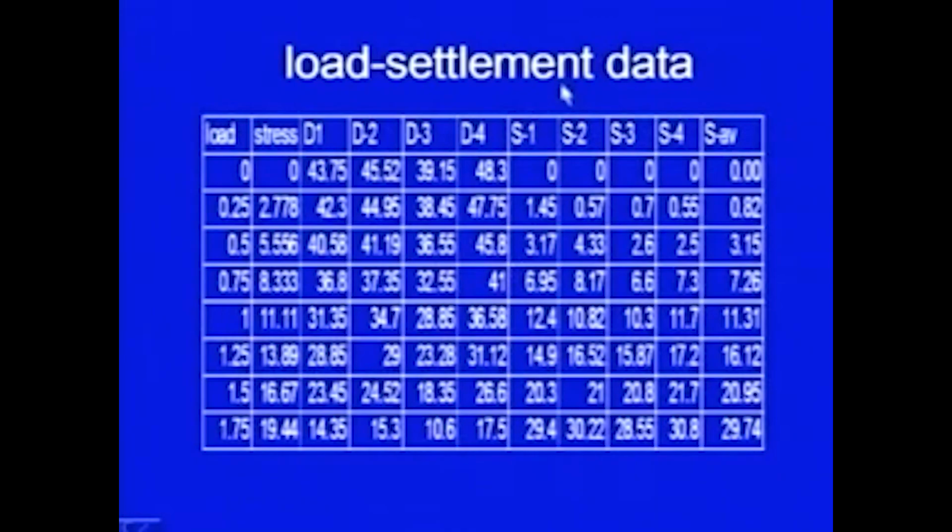Here is an example of load settlement data. This is an Excel sheet. Here are the loads in certain units. We took it in tons. So, 0 load, then 0.25 ton, 0.5 ton, 0.75 ton. Corresponding to this 0 load, the dial gauge readings were 43.75. This is the second dial gauge reading, third dial gauge reading, fourth dial gauge reading.